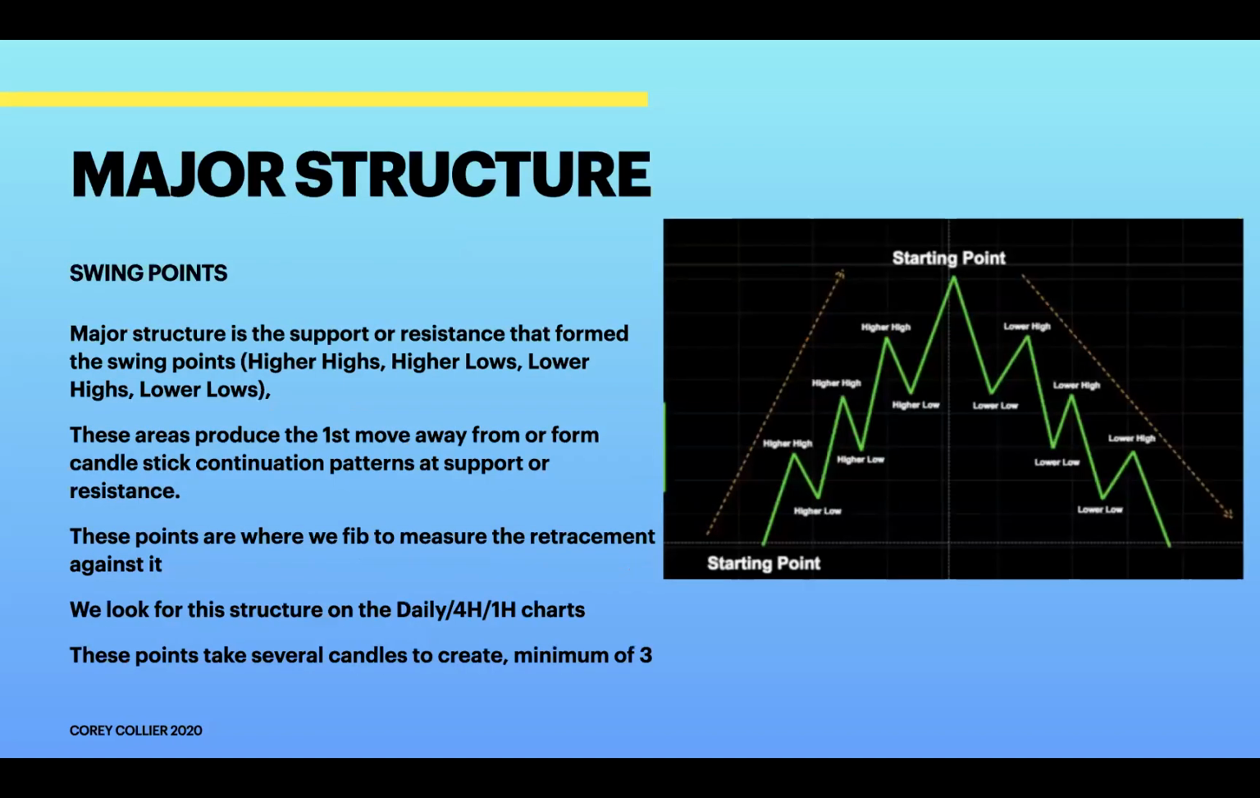So major structure, right? What is major structure in my eyes? Major structure, guys, would be your swing points. You guys can clearly see highs and lows on the charts, right? From a trend, after a trend. That would be your major structure. That's the easiest structure to see, right? Major structure is the support or resistance that forms the swing points, the higher highs or the higher lows, the lower highs and the lower lows. Those are your major structure areas. These areas produce the first move away from or form candlestick continuation patterns at support or resistance.